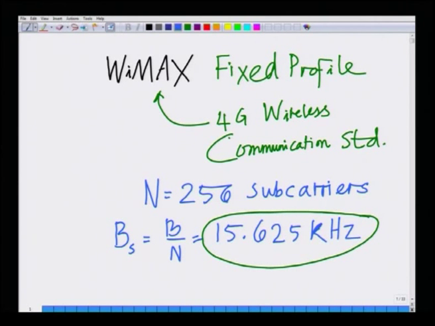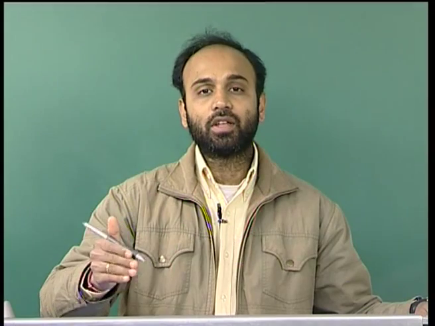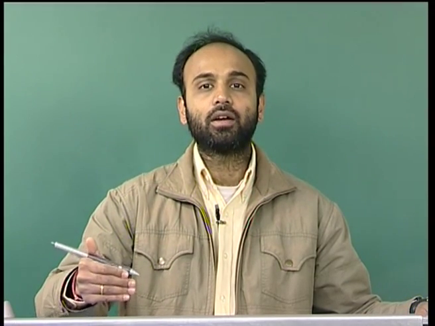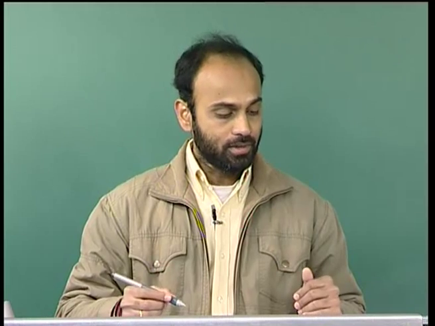We said the fixed profile of WiMAX has N equals 256 subcarriers and the bandwidth per subcarrier is B by N, which is 15.625 kilohertz. That we saw is much less than the coherence bandwidth, which is roughly around 300 kilohertz. Thereby, as is typical of OFDM, it converts a wideband communication channel into a set of parallel narrowband flat fading channels.